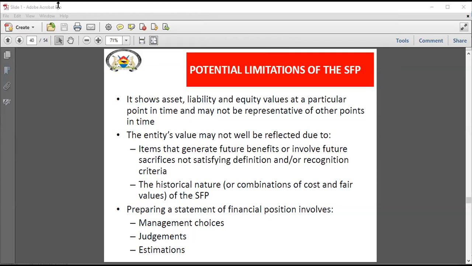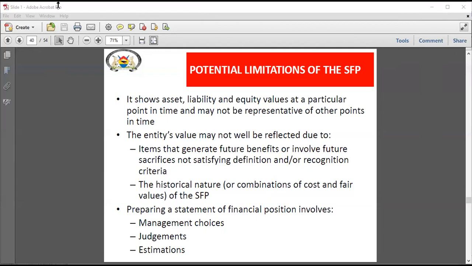So for example, the vehicle I told you about, the vehicle that you bought at 200 million, after, let's say, 8 years, if you've been doing proper maintenance of it, that vehicle may even still be worth 100 million. But because of depreciation, you're recognizing it at 40 million in your books of accounts.